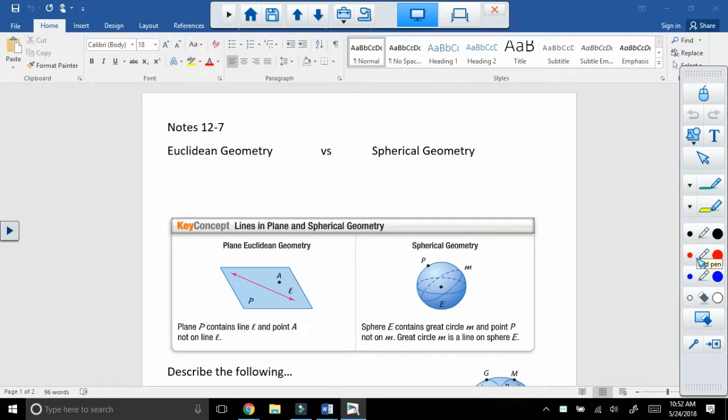So today we're looking at a difference between what's called Euclidean geometry and spherical geometry. Euclidean geometry is what we've been studying all year. Euclidean geometry is sometimes called plane geometry, or it's in space. Spherical geometry, however, is geometry on a sphere.